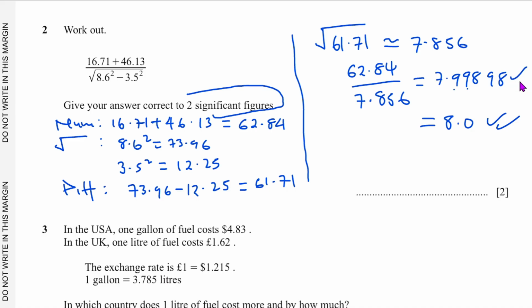If you leave it at this stage, you're going to miss one mark. You're just going to have partial marks. That is B1. Our final answer there is 8.0.